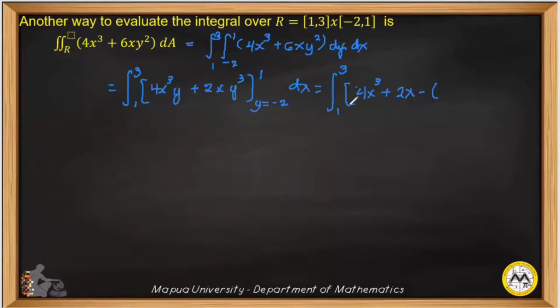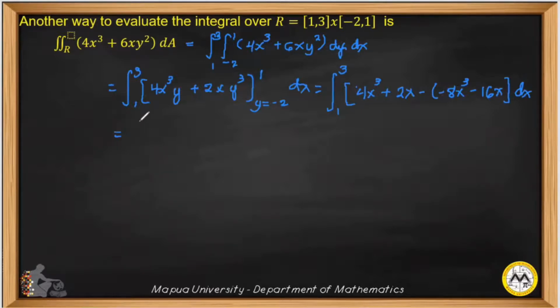So this time we will evaluate the resulting integral at the lower limit, y equal to negative 2. Replacing y by negative 2, 4 times negative 2 is negative 8, so negative 8x cubed. Negative 2 raised to the third power is negative 8, negative 8 times 2 is minus 16, so 16x. Then close, times the differential of x.